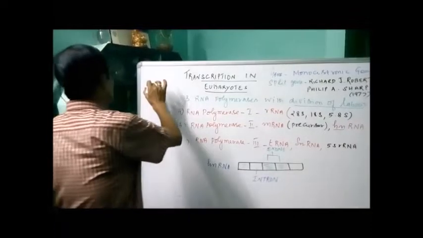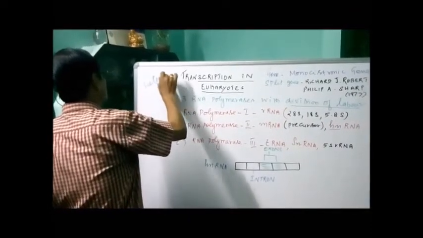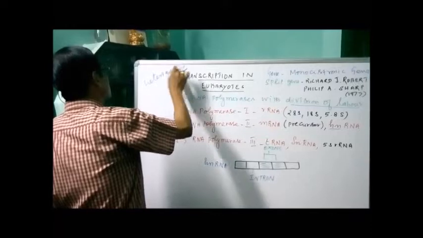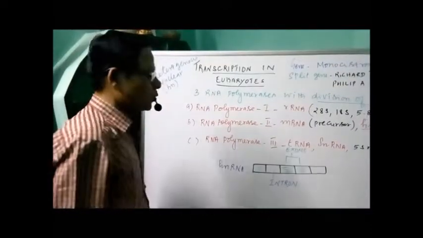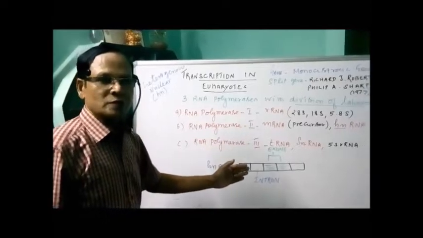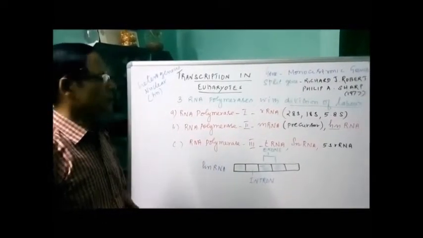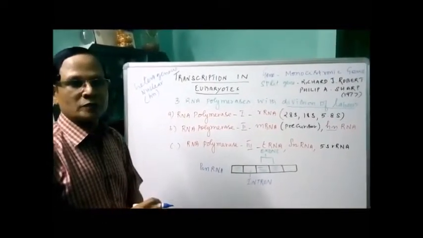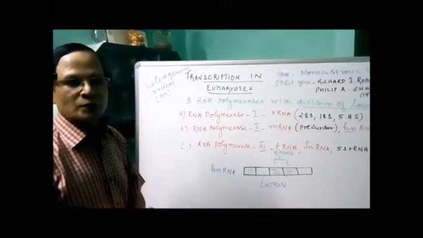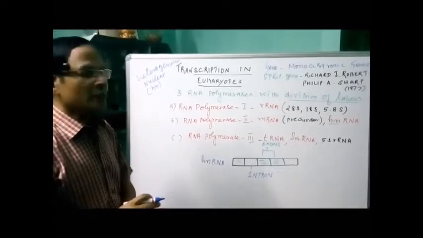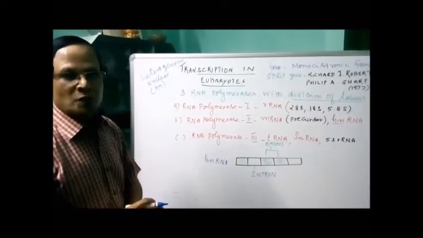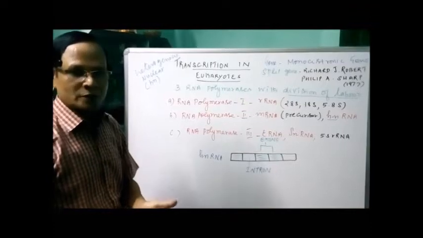HnRNA refers to heterogeneous nuclear RNA. What is the meaning of that? It is formed of coding sequences and non-coding sequences, because in the case of eukaryotes the gene is monocistronic, one gene, one polypeptide. Again, it is called a split gene. It is formed of two different units.